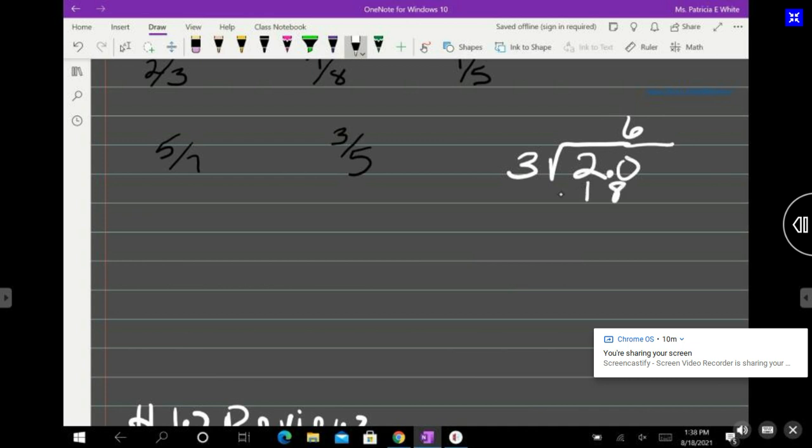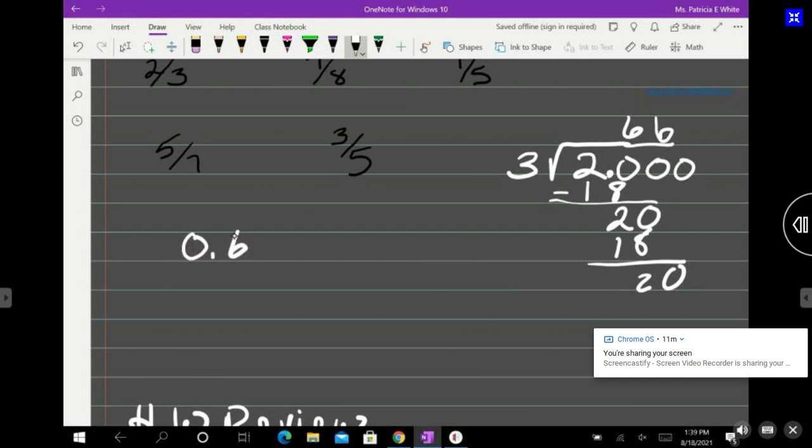And what happens when I subtract? Get another 2, don't I? And no matter how many times I do that, I'm just going to keep getting 2s, right? So that's a 0.6 repeating. What's the repeating symbol? Now, is that rational or irrational?